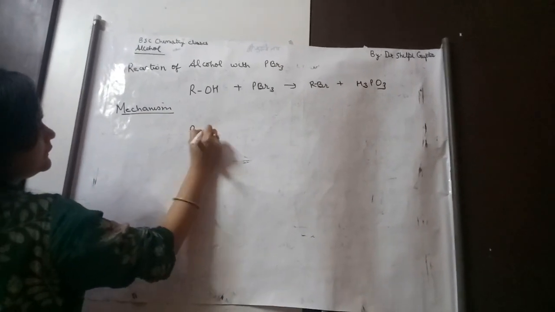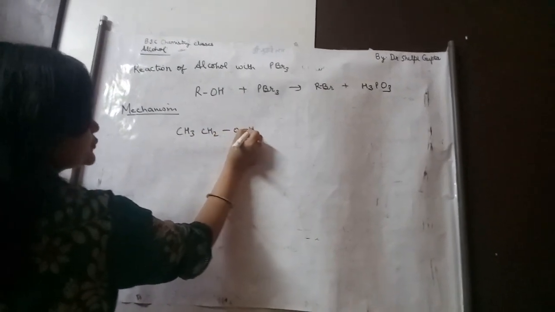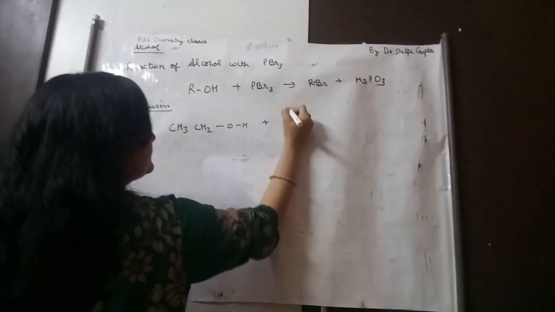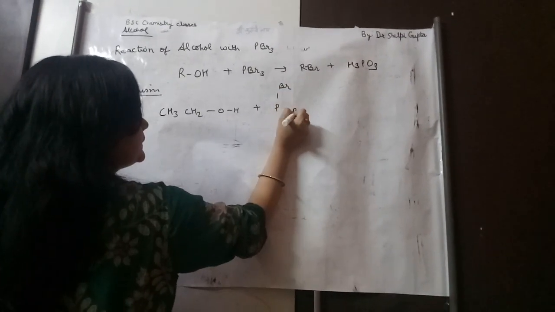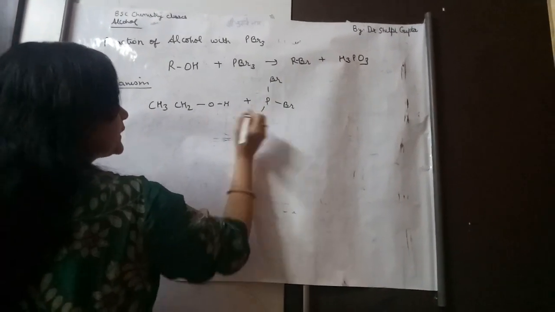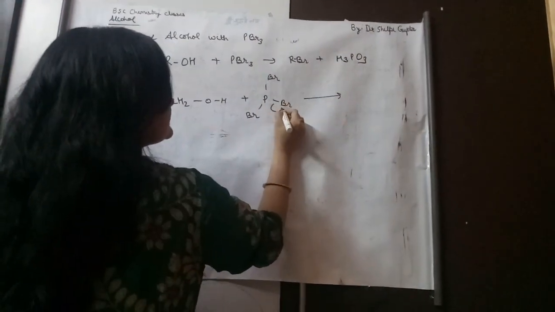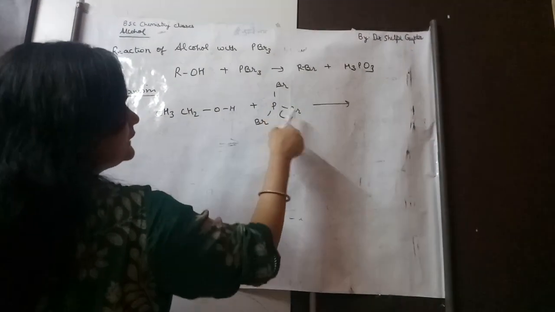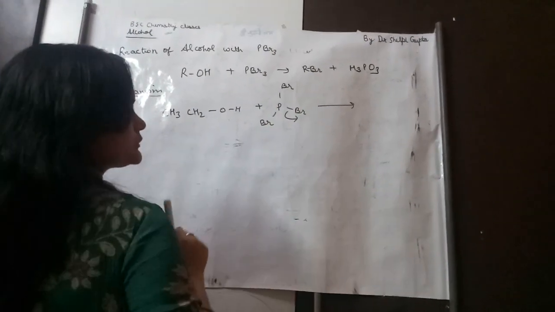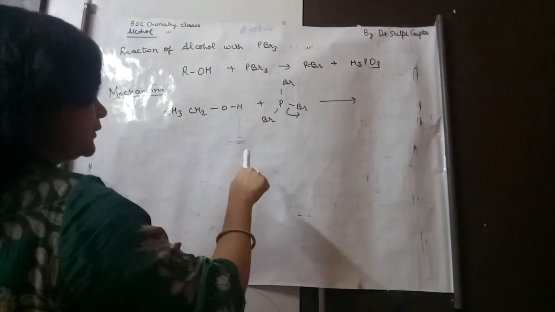It is a very simple mechanism. First of all, we will take CH3CH2OH, and it will react with PBr3, P with 3 atoms of Br. Okay, the structure we will write like this. Now what will happen? Br is electronegative, so it is a nucleophile, so it will take the lone pair of electrons and will remove from the molecule. When it removes from the molecule, then what will happen?